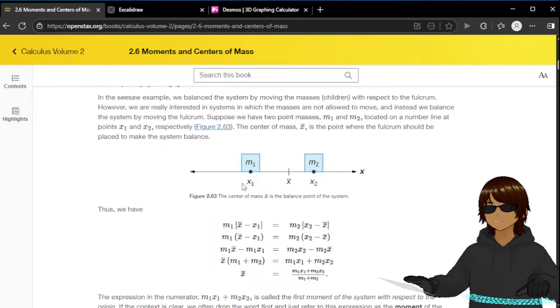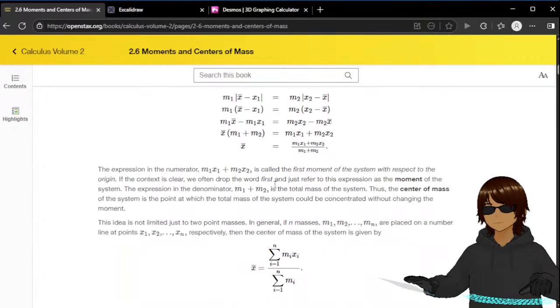Okay, so this point is the balancing point. Thus, we have m1 times the balancing point minus x1. So this distance should be equal to m2 times x2 minus the balancing point. m2 times this distance should be equal to m1 times this distance. And then the formula for the balancing point x is m1 x1 plus m2 x2, divided by the total mass.